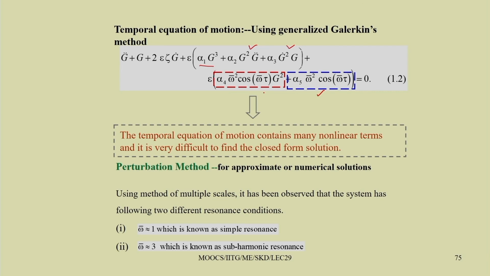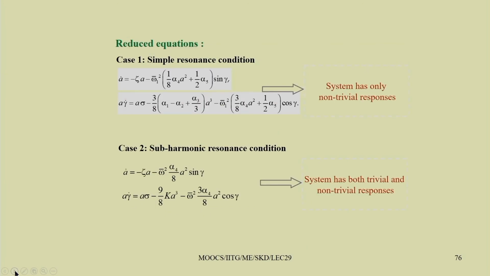Using the method of multiple scales, we can see we have two different resonance conditions. One is the simple resonance condition, when omega bar equals the coefficient of G, that is equal to 1, when omega bar equals 1. This is known as the simple resonance condition. Also, we can have the subharmonic resonance condition when omega bar is nearly equal to 3.